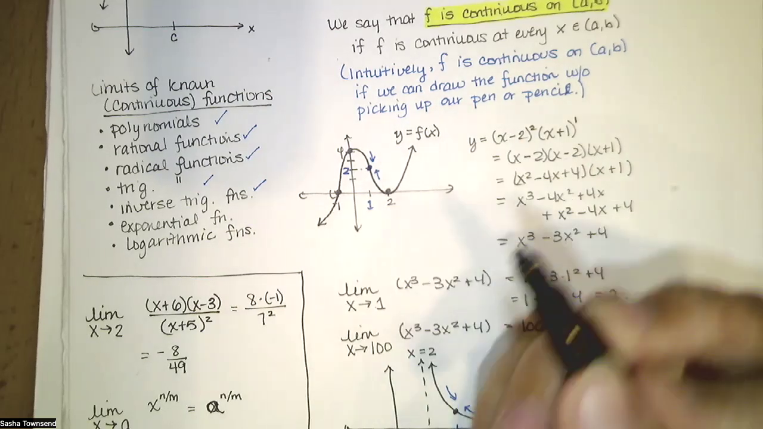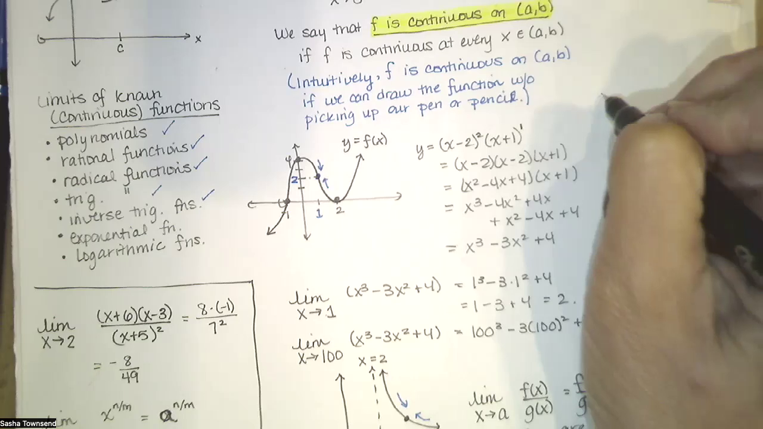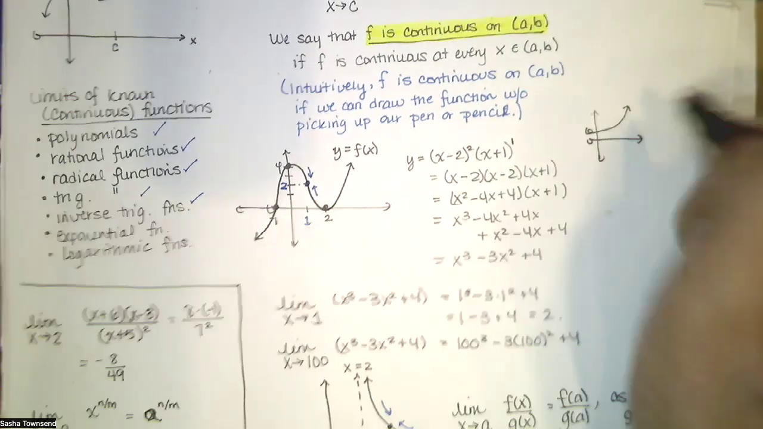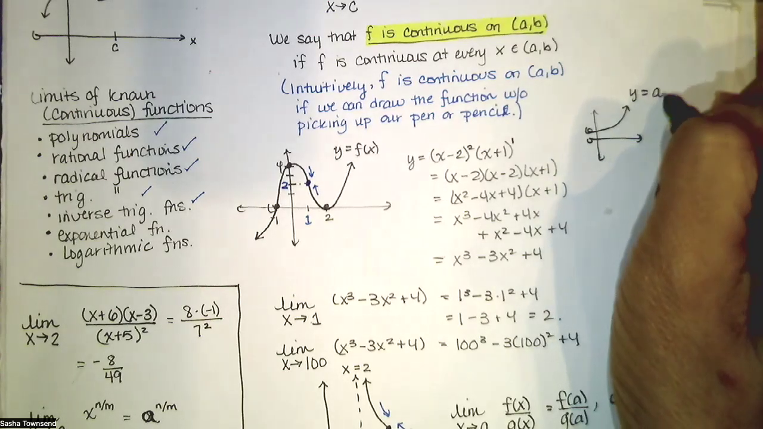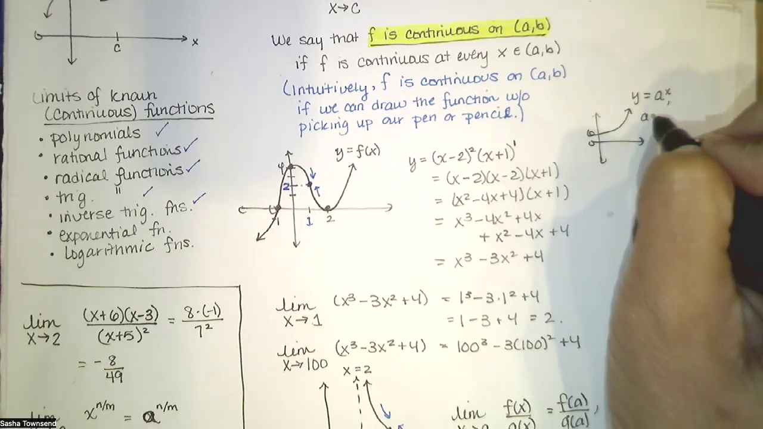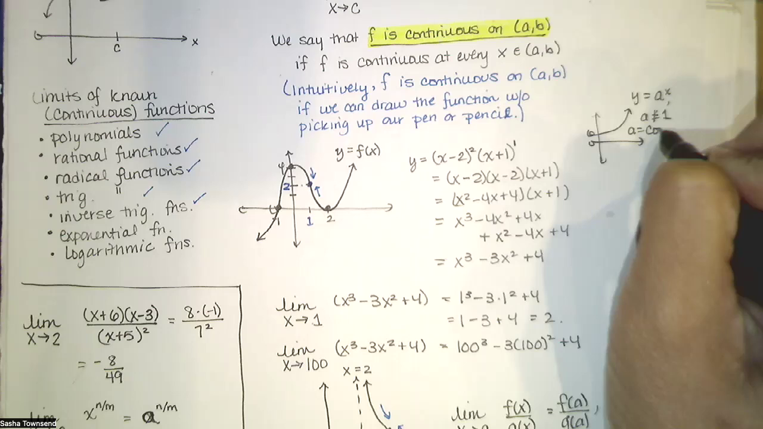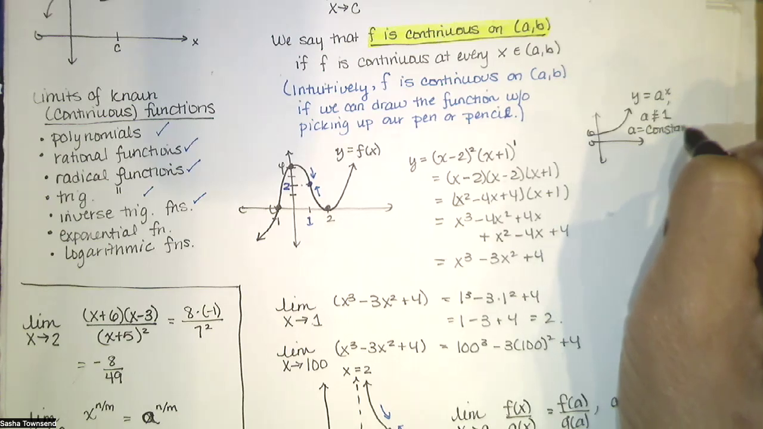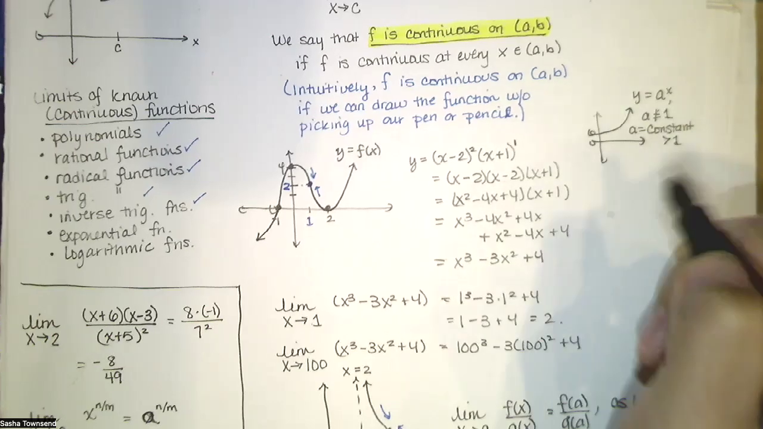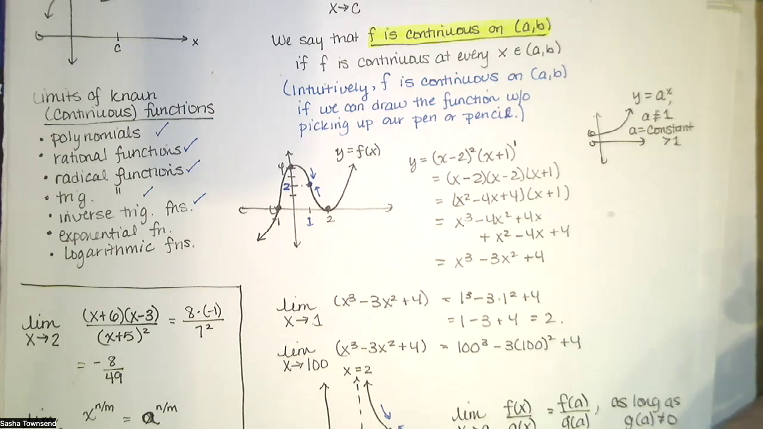The exponential functions all have the same basic shape. Exponential functions look like this. In general, y equals a to the x, where a is a constant that is not equal to 1. And if it's greater than 1, it's going to look like that. If a is less than 1, it just goes the other way instead. But that's what an exponential function looks like.